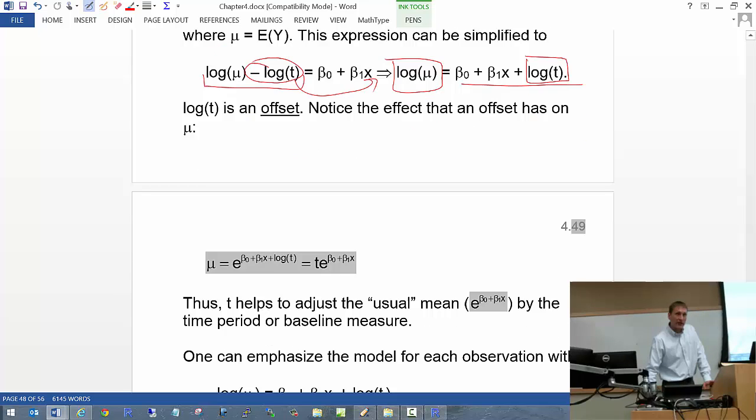Look at the effect that this offset has on our mean response, though. So mu, then, is equal to e raised to the beta 0 plus beta 1 times x plus log of t power. Again, using properties of logarithms, that log of t then becomes just a t out there. So what happens is we're taking what we would have normally had for our mean response, and we multiply it by t, the length of exposure. Which makes sense. If I watch planes for 1 hour or 2 hours, I'm going to have a different mean response. So let's simply make that adjustment.